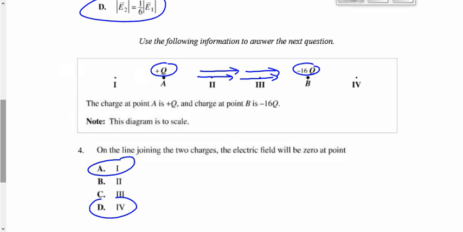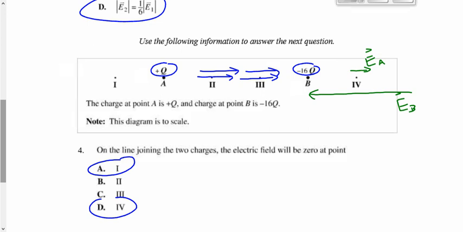Well, let's look at position 4 first, because that's not the right one. We'll justify why it's not the right one. If I look at the field caused by A at position 4, that's going to be pretty small, right? We got a small charge in a big distance. That's going to be a pretty small field. What about the field caused by B? That's going to be very, very large because charge B is much bigger and the distance is much smaller. We got our fields in the right directions to cancel out, but one of them is clearly going to be a lot bigger than the other one.